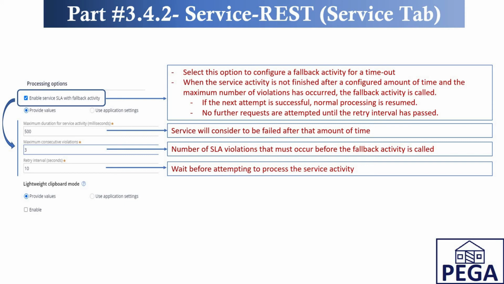Now if the next attempt is successful, then Pega will start the normal processing, but no further request will be attempted until the retry interval has passed. So whatever time you have configured, say 10 seconds, Pega won't process any further request until that time has passed. This is how you can configure the fallback activity. I hope this is clear.